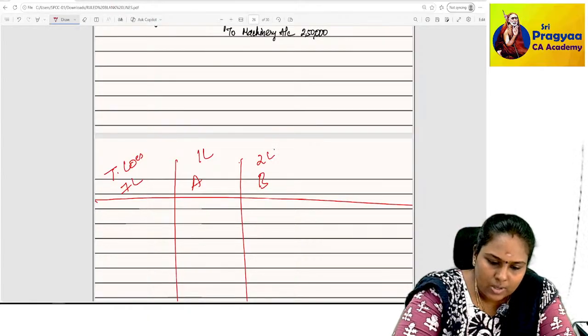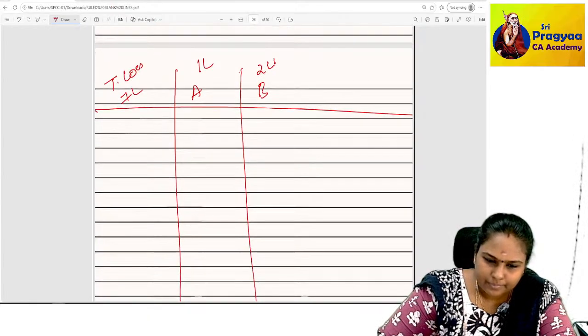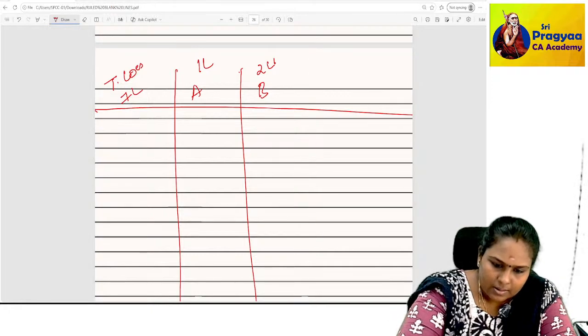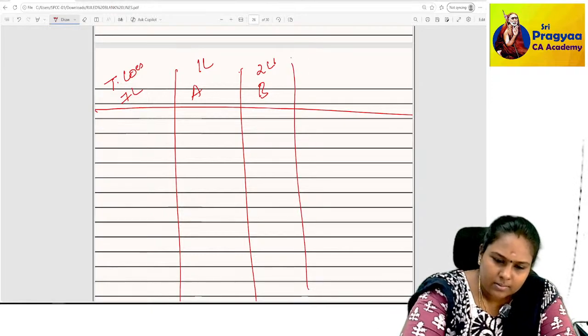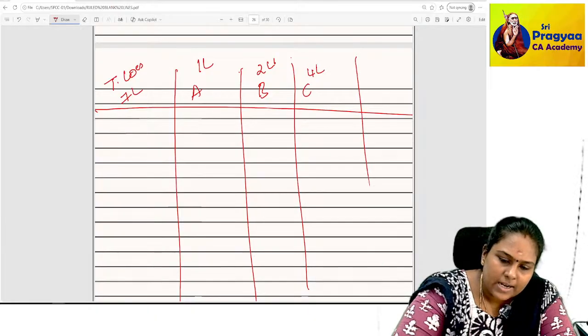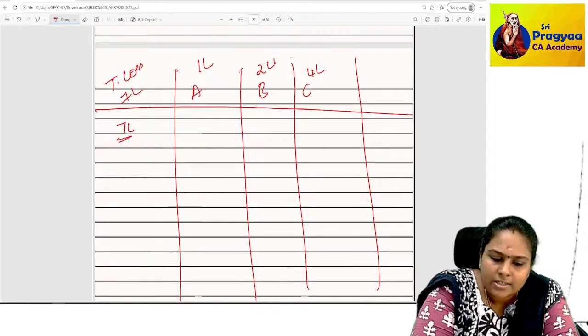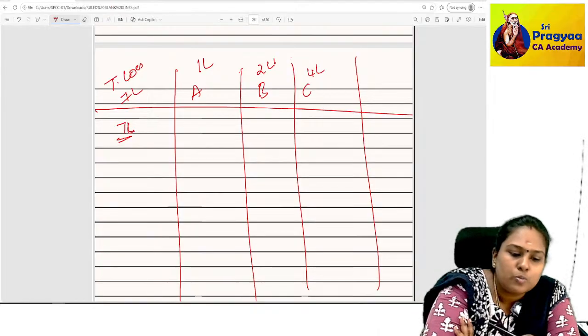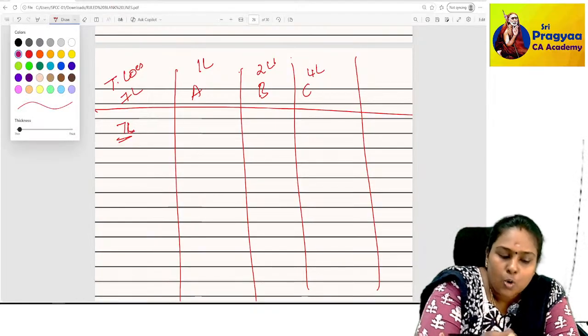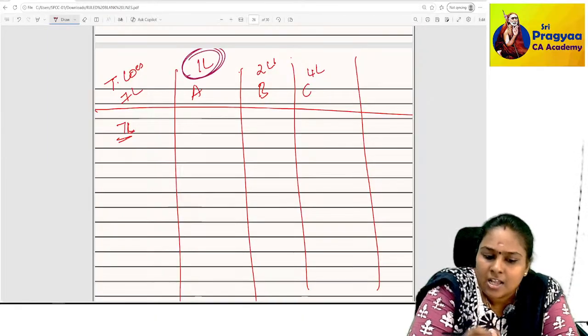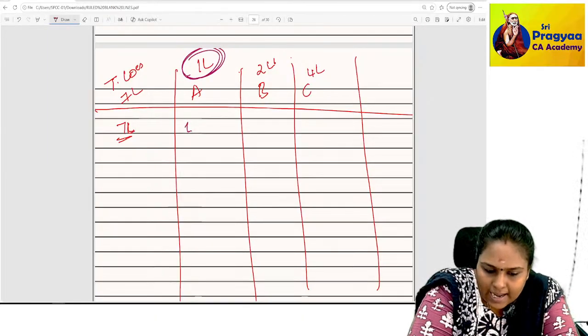B is 2 lakhs limit, C is 4 lakhs limit and total column. Okay, now this 7 lakhs is the loss. How should I first recover? From whom should I first recover, sir? Whom should I first recover? A. ஏன்னா A has the lowest limit. 1 lakh.